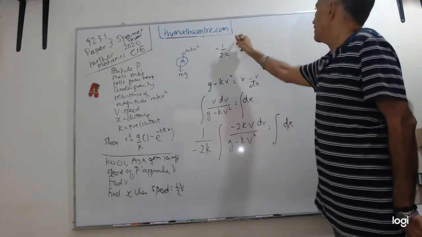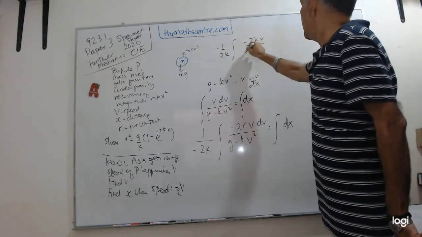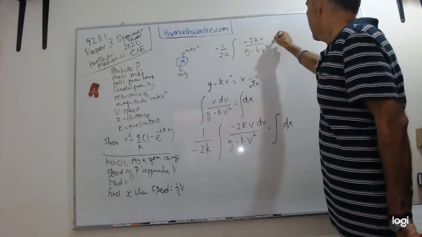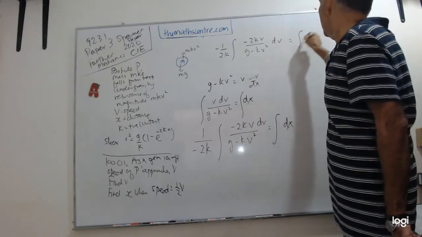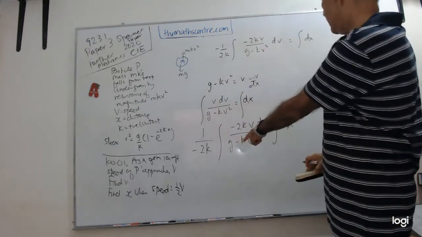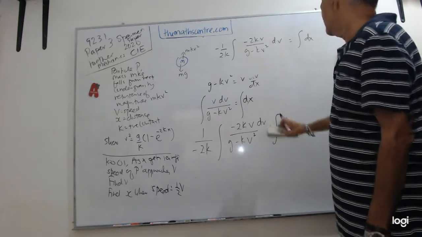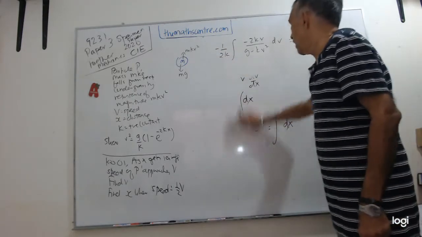As you can tell, let me just rewrite the question here. Minus 2kv over g minus kv squared dv equals dx. Let me just see that I've copied everything down correctly. Yeah, everything is copied down correctly. So now I think you know how to handle this.